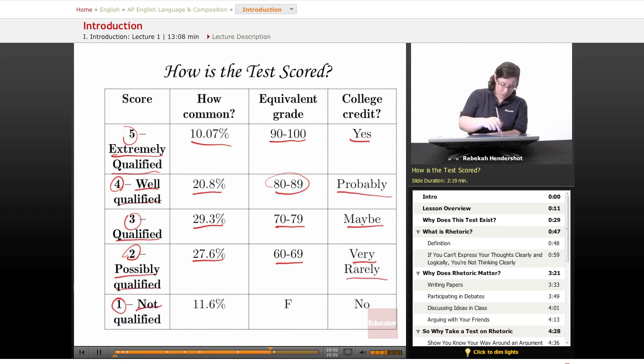And then we come to level 1, the lowest score, not qualified. About 10% of students who take the test get this. It is equivalent to an F, and no, you will not get college credit for it. I have never in my life seen a college that would give you credit for a 1.